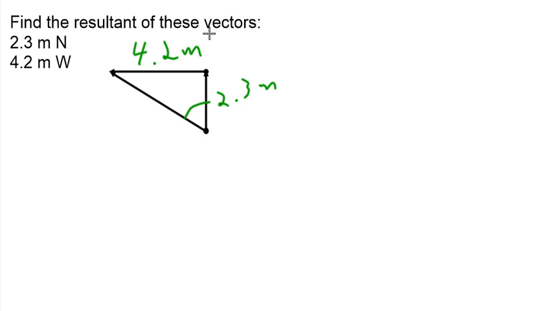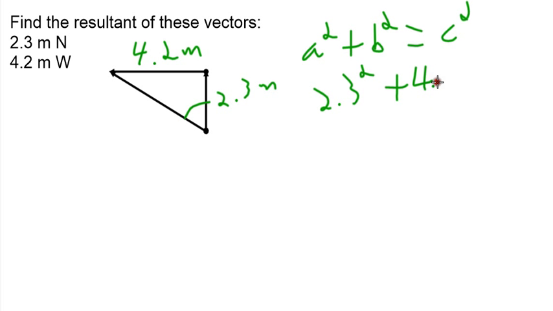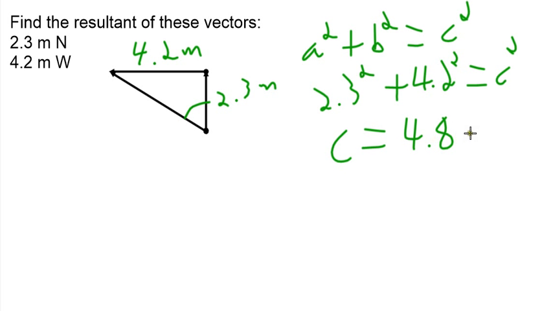And so now, our components are already in the x and y plane, so we don't need to worry about breaking them up. We can add these directly. And so we have our resultant here and we can use the Pythagorean theorem. So we have a squared plus b squared is equal to c squared. So we can find our hypotenuse. And when you work this out, we should get 2.3 squared plus 4.2 squared is equal to c squared. We should get c is equal to 4.8 meters. So this is going to be 4.8 meters.